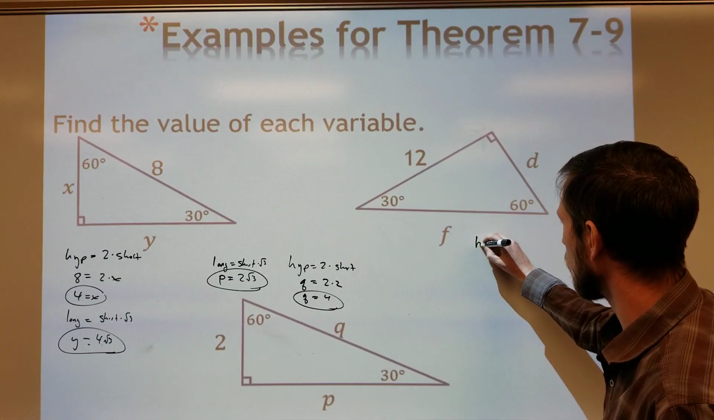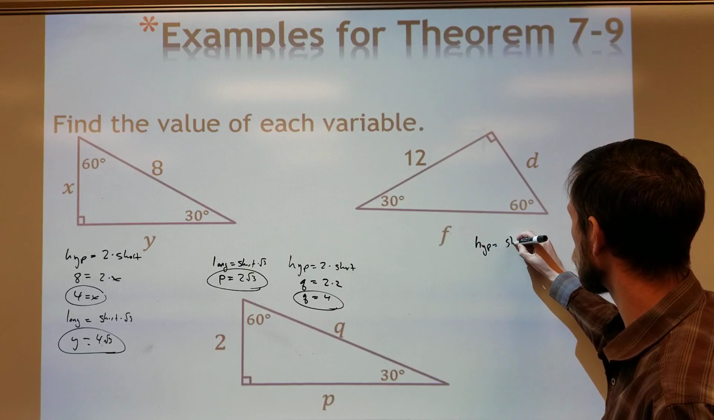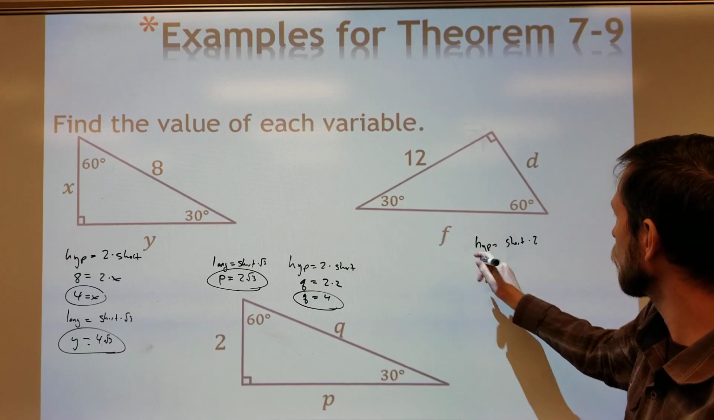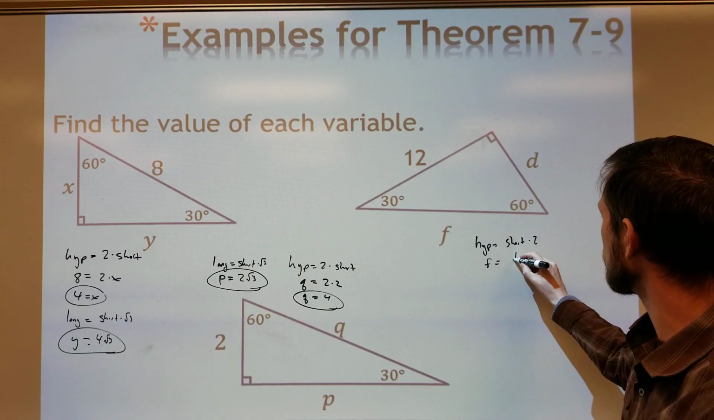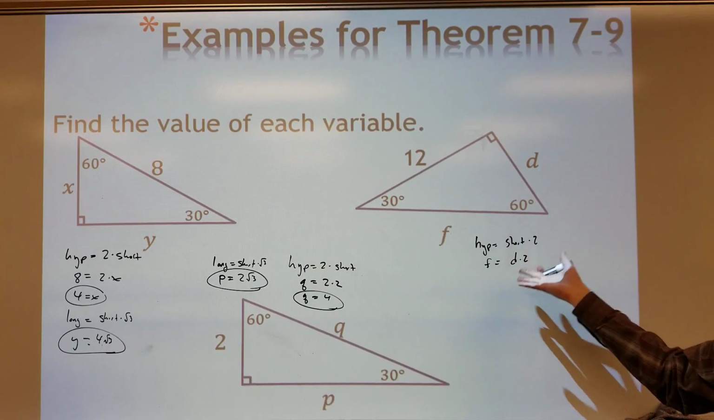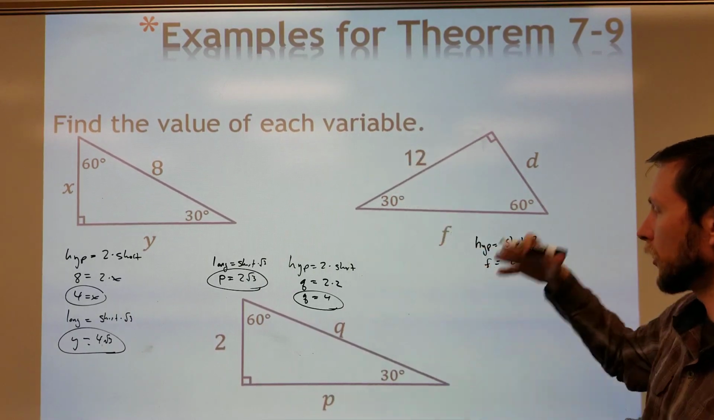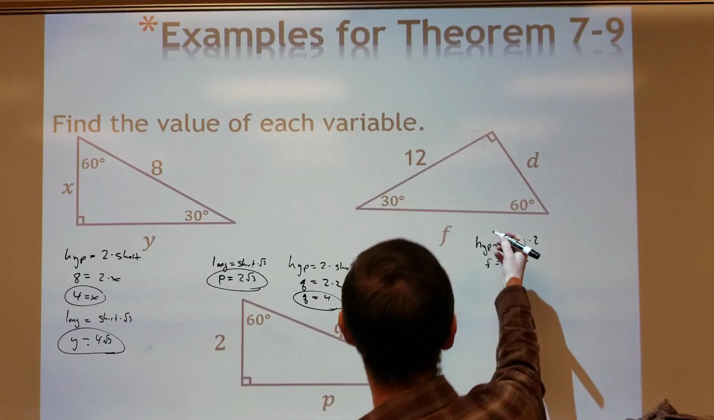to understand that the hypotenuse is equal to the short leg times 2. Well, my short leg is D, and my hypotenuse is F, so I have F equals D times 2, but I don't know what D is. So I can't solve this. I need to figure out the length of the short leg using the length of the long leg first, all right? So we've got a little bit of work to do here.